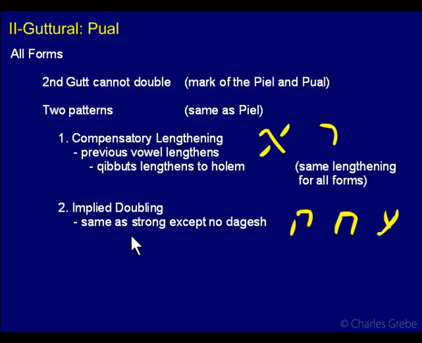Implied doubling, again the same thing, same as the strong, except no dagesh. You just leave the dagesh out. And Ross does give an example of that as well. It is nucham. Let me write that down here. Nucham, which means to be relieved or consoled. So we see the U stays, the kibbutz stays, and you don't double this. It's just implied that it's doubled.